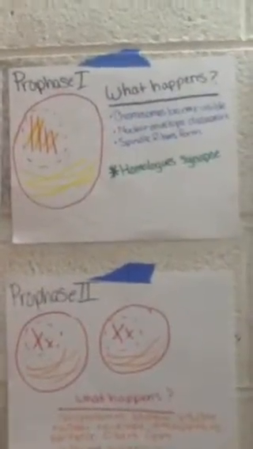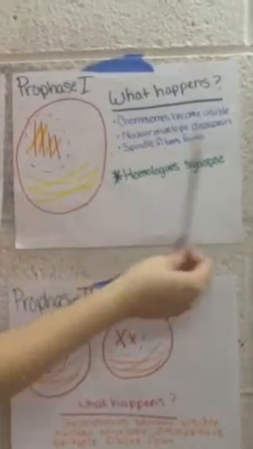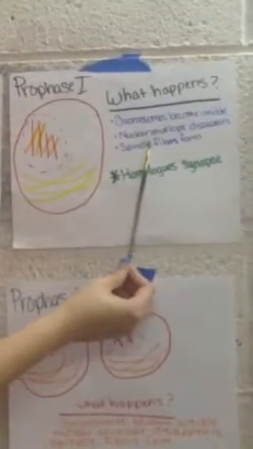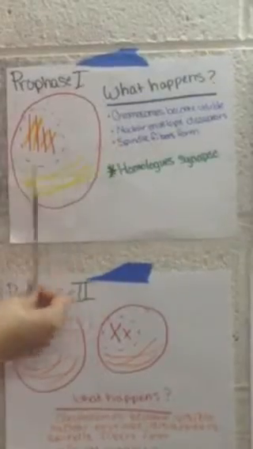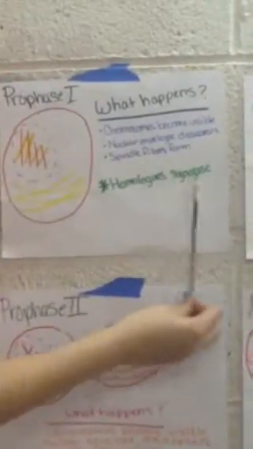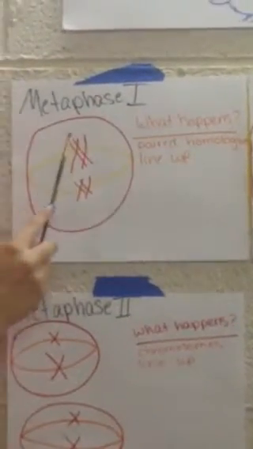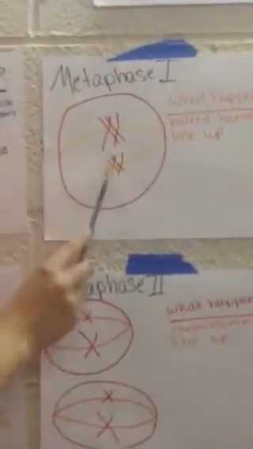Prophase 1. This is when chromosomes become visible, the nuclear envelope disappears, spindle fibers form, and homologs synapse. Metaphase 1. Paired homologs line up and attach to spindle fibers.